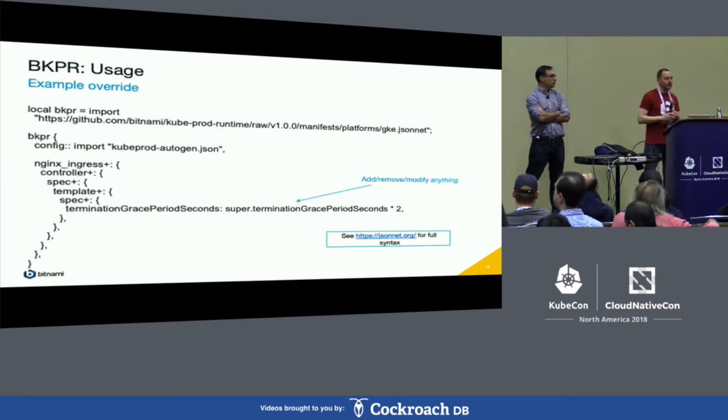Here's an example. This is JSONnet syntax. Looks a little bit like JSON. It's got some extra pluses. The plus means merge it in with the parent object, merge it in with the template. So this is my contrived example here. I'm getting the Nginx ingress controller and I'm multiplying the grace period by 2 for some reason. Contrived reason just to show off that I can do mathematics in here and I can refer to the parent object if I want to, and lots of other things. It's a whole mini language. You can look at the jsonnet.org website to see some pretty good examples.